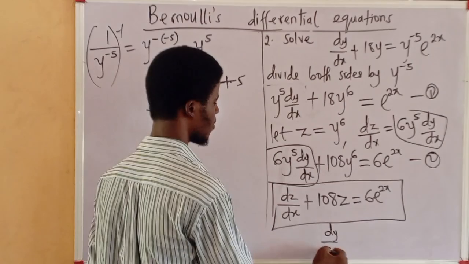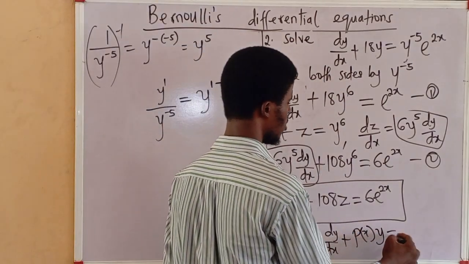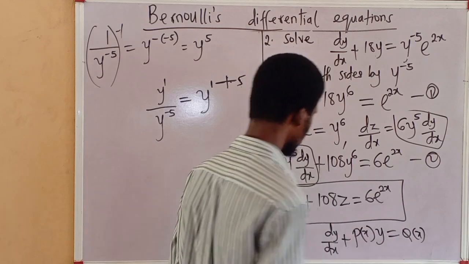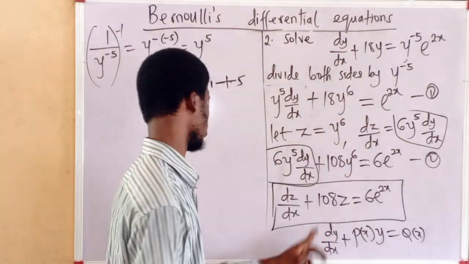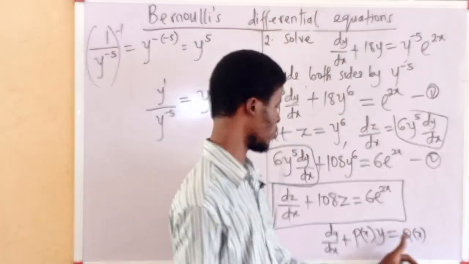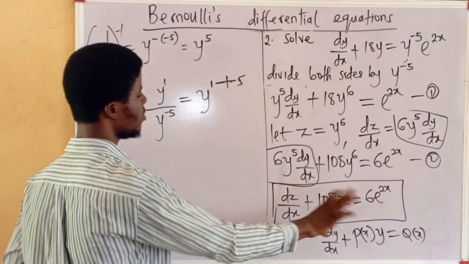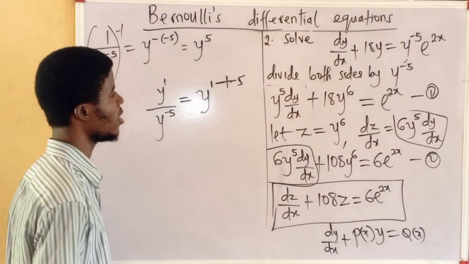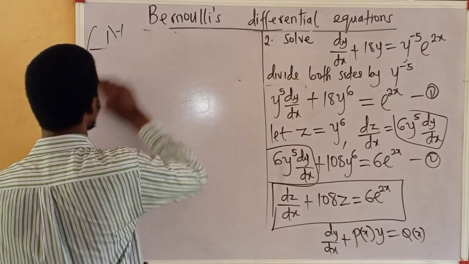dy/dx plus p of x times y equals q of x. In this case now, y is z. So dz/dx plus p of x times z equals q of x. That's the form we have here. So let's solve this linear differential equation. Let's obtain a general solution.